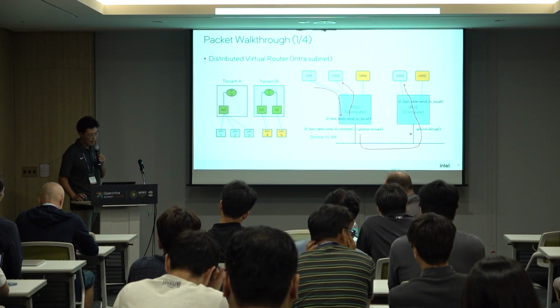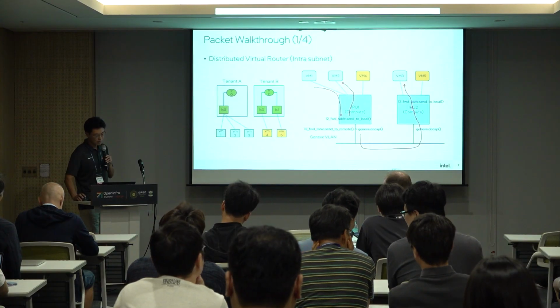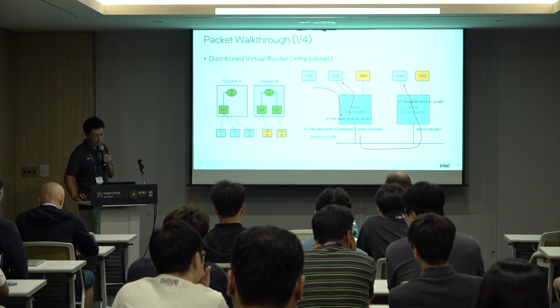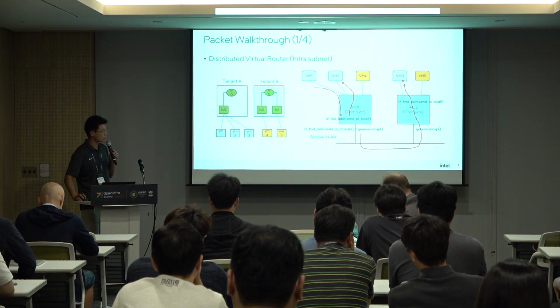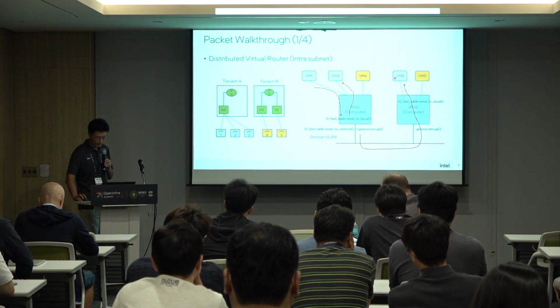After that, this packet is encapsulated, then it looks up the L2 table again to find the destination MAC address for virtual machine 3 here.